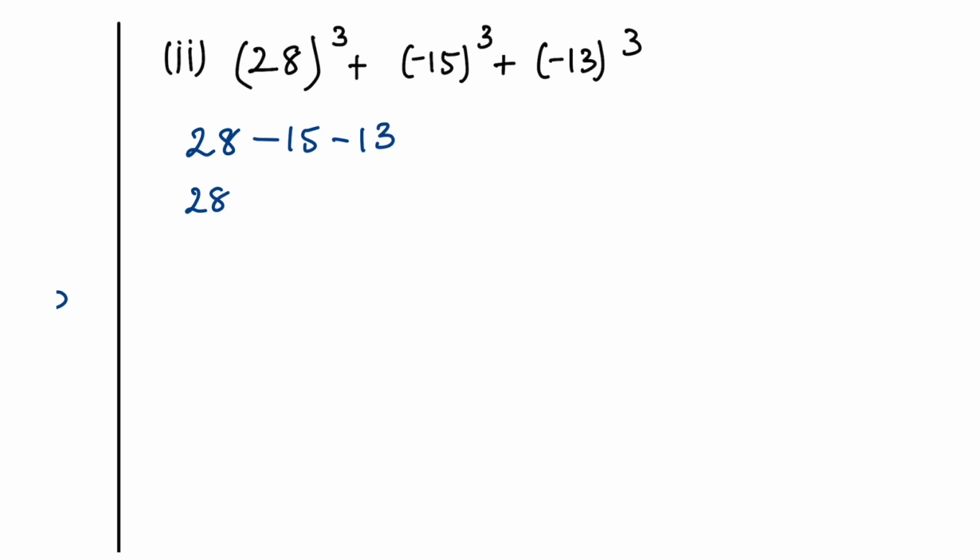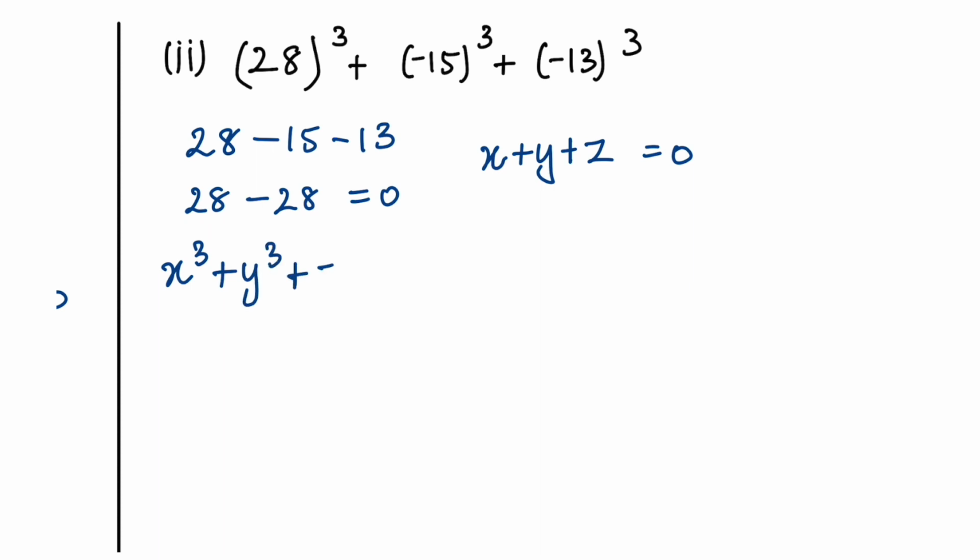Now minus 15 and minus 13, when they add, that becomes minus 28. So that comes out to 0. So in this case, x plus y plus z is equal to 0. So you can tell that x cube plus y cube plus z cube is equal to 3xyz.